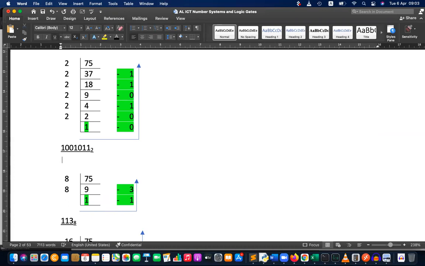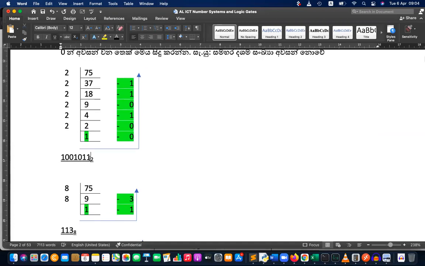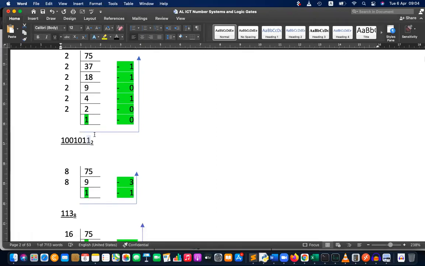You can convert this the other way also. So what is the positional value of this one? 2 to the power? 2 to the power 0, yeah. 2 to the power 0 means 1. Then the next is 2 to the power 1, which is 2.